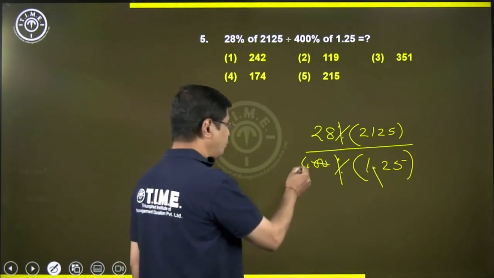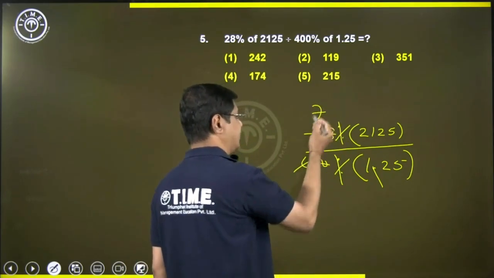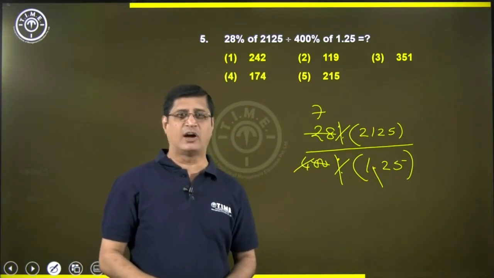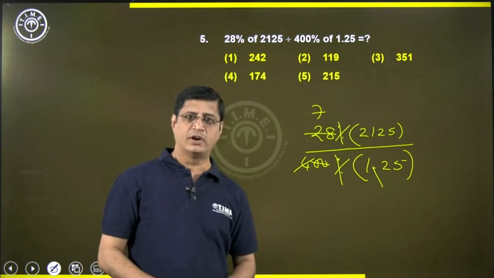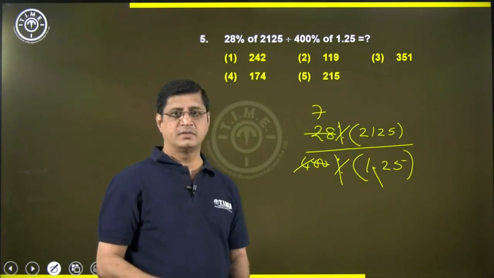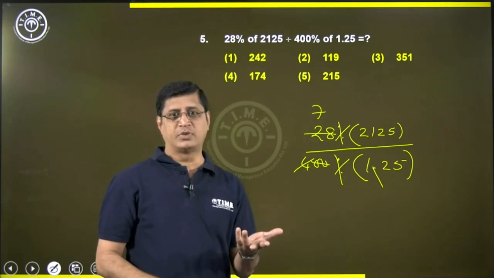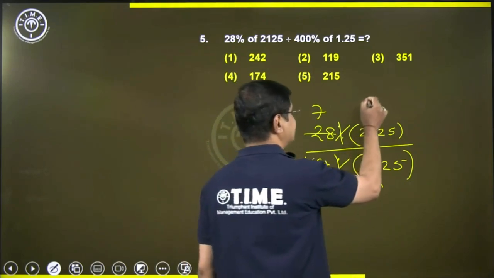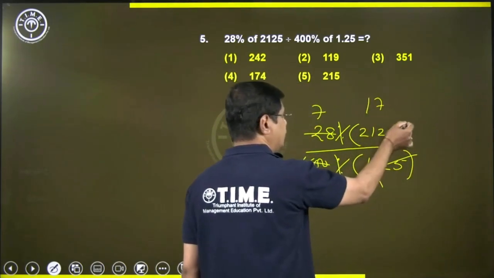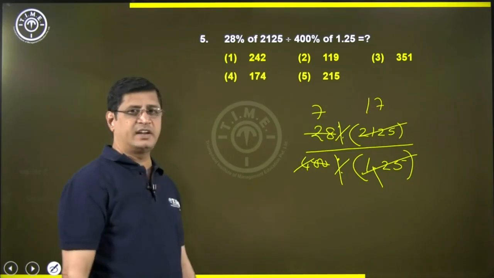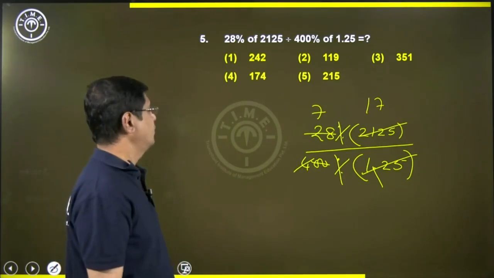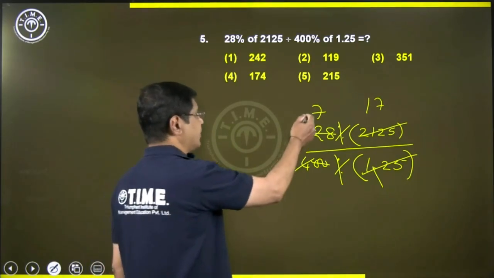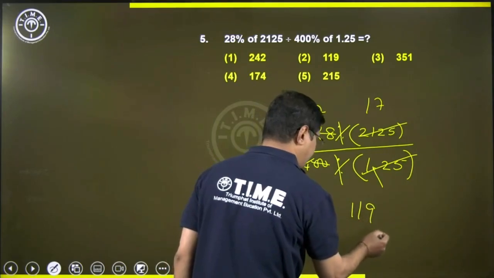What next here? 4 goes into 28 exactly 7 times. Dear students, 8 times 125 is 1000. 2000 means how many times? 2 times 8 is 16, plus 1 more 125, so 16 plus 1 is 17. Now 125 goes exactly 17 times into 2125. Now just observe the product of 7 and 17. 7 times 17 is 119.